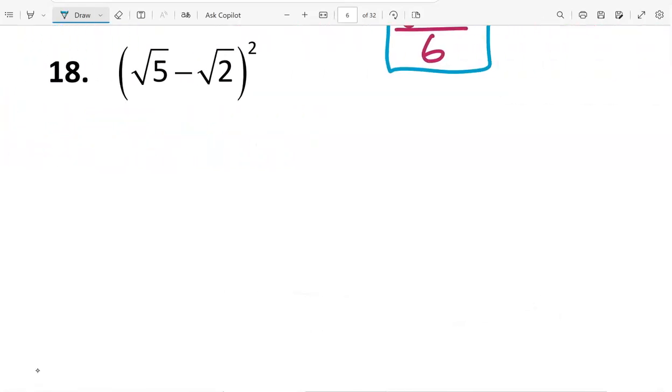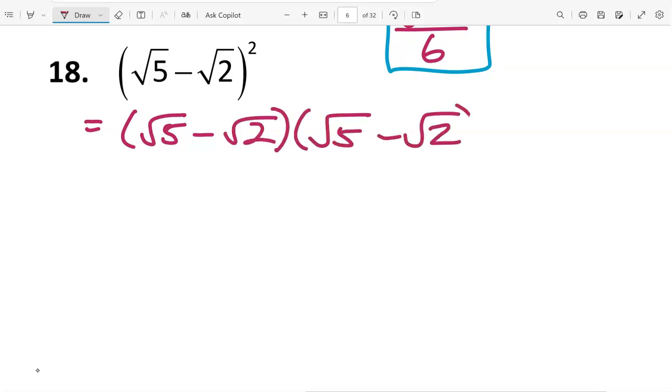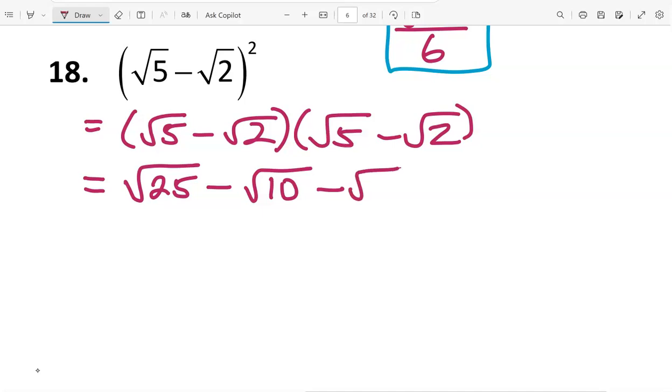In 18, we have to square a binomial. You may want to write this out, the square root of 5 minus the square root of 2 times the square root of 5 minus the square root of 2. Don't just distribute the squaring. So product of the first is the square root of 5 times the square root of 5 is the square root of 25. Product of the outers is square root of 5 times negative square root of 2, which is negative square root of 10. And the inners is the same product. And the last is positive, negative times negative, square root of 4.